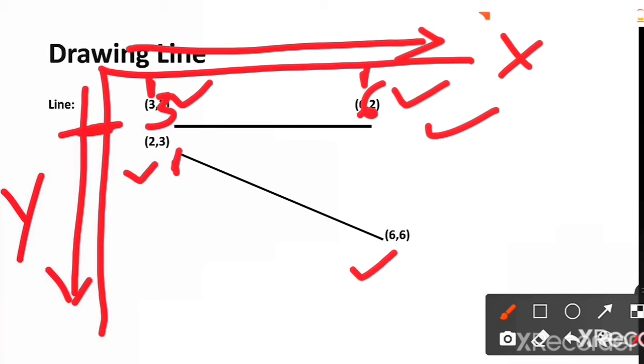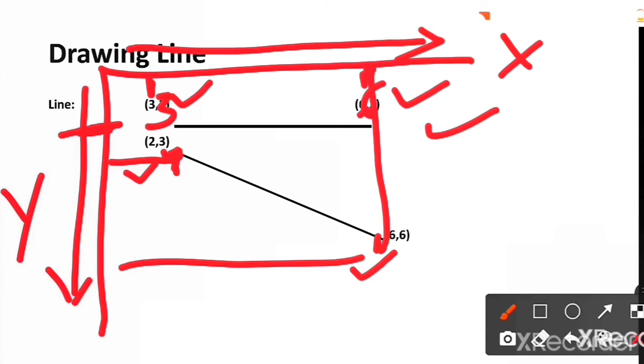Okay. Similarly, to draw the second line, I have connected the point whose x value is 2 and y value is 3, that is this point, with another point whose x value is 6 and y value is also 6. By connecting these two, we form another straight line. This is how a line can be drawn manually.